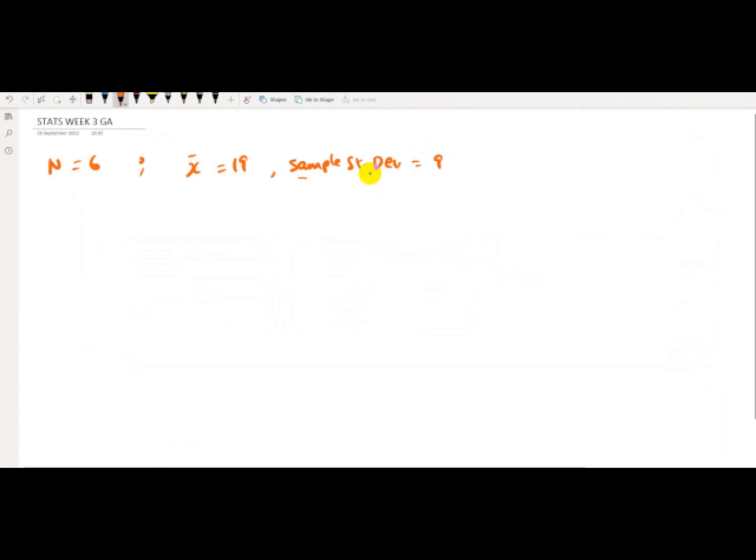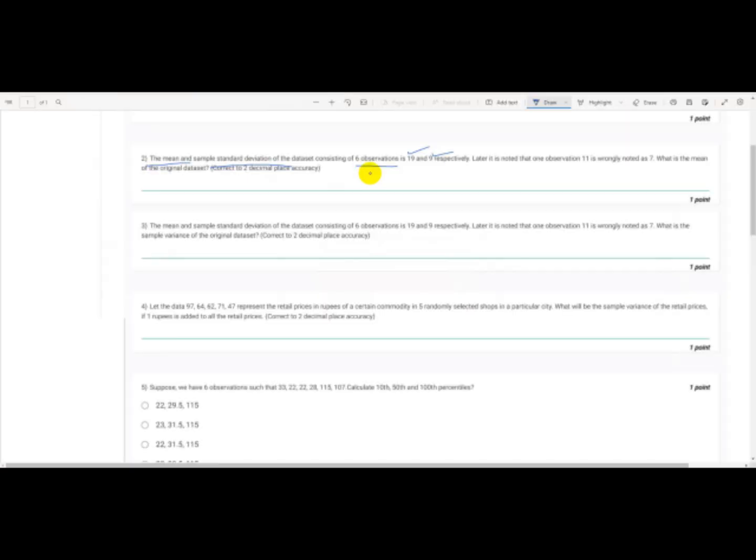It is given to be sample, not only standard deviation, so we need to make this point an important one. Now what are we asked to find? Later it is noted that 11 was wrongly noted as 7. This is the big mistake. So now we are being asked to find out the mean of the original dataset, which consisted of 11 but not 7. So we'll find the correct mean by substituting 11 in the place of 7.